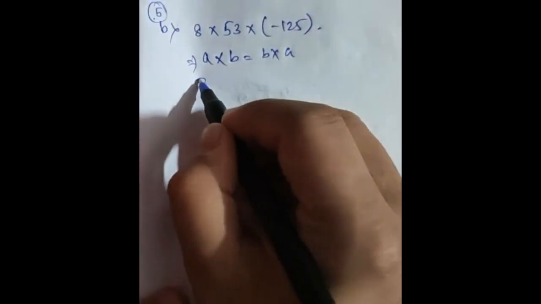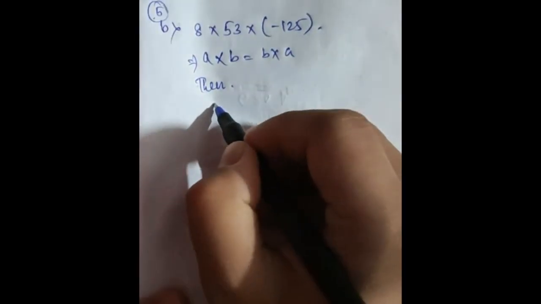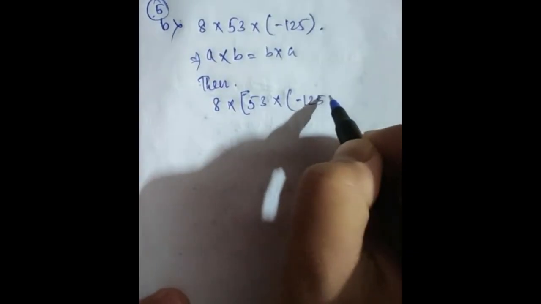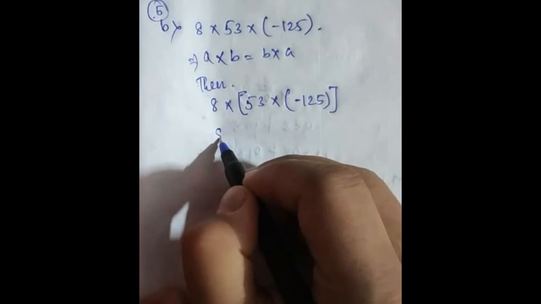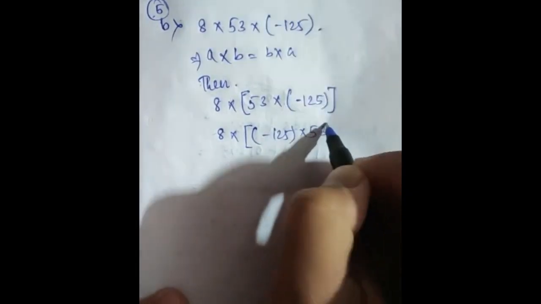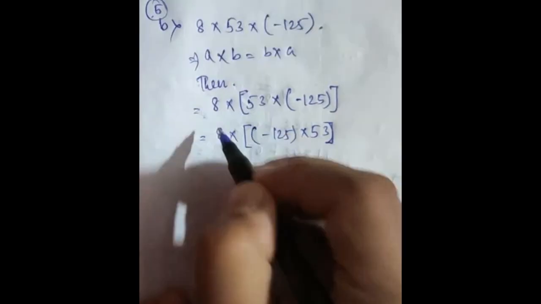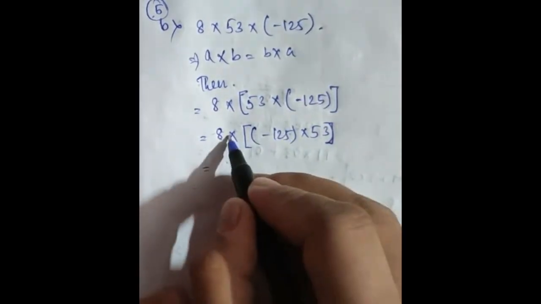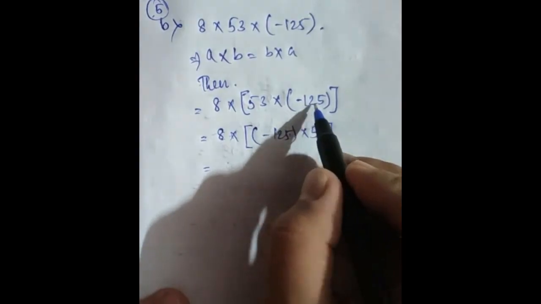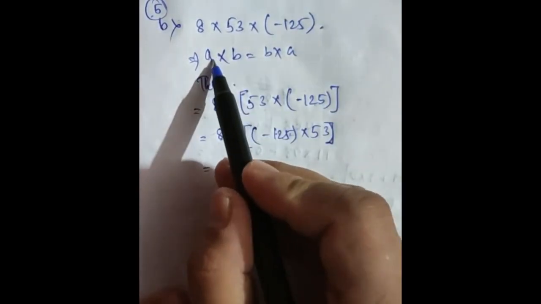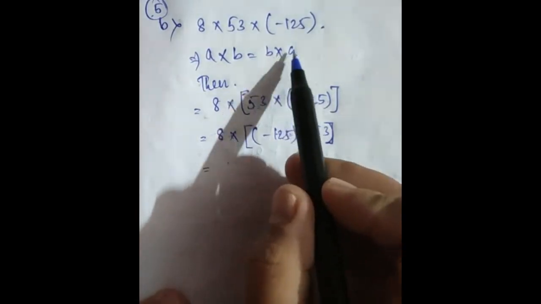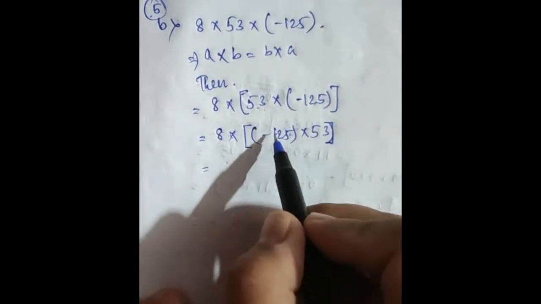So then 8 into 53 into minus 125. So this one we have to solve, right? So 8 into minus 125 into 53. Similarly, what we have to do next is multiply this first. This one is easy, no? Instead of multiplying these two, what I have done is this: at first it was in the form of A into B. Now I did B into A, no problem, right? Why I have done this is to multiply with this.